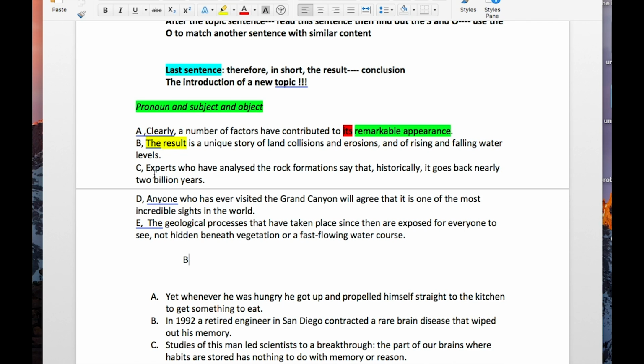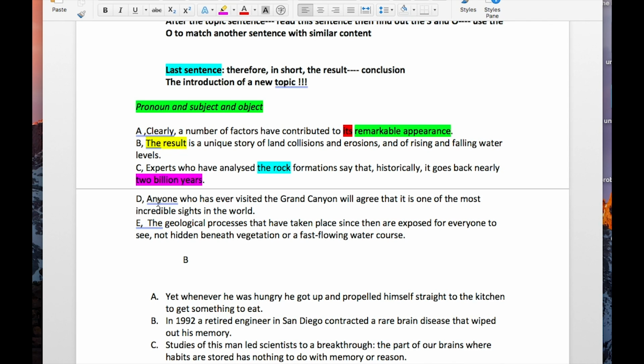Now, we read the third sentence. Third sentence, experts who have analyzed the rock formations. The rock formations, that must be something that has been mentioned before. So historically, it goes back nearly 2 million years ago. So this object has a time. It's called 2 million years ago. Okay, so we're going to continue. And then next one. So obviously, C is not the topic sentence because we have the rock, which is something we mentioned before.